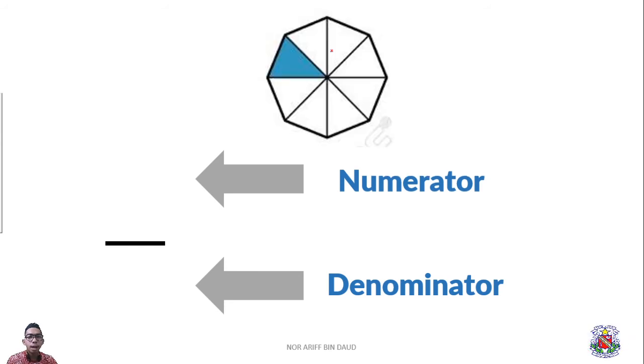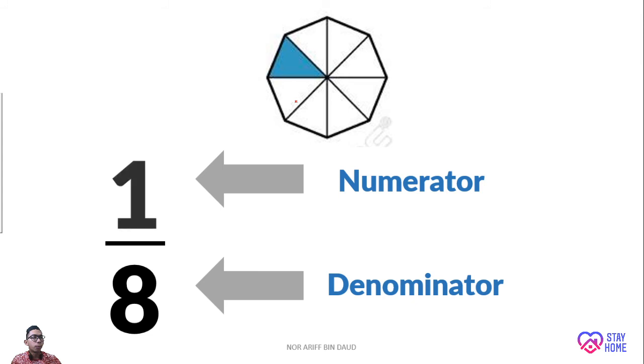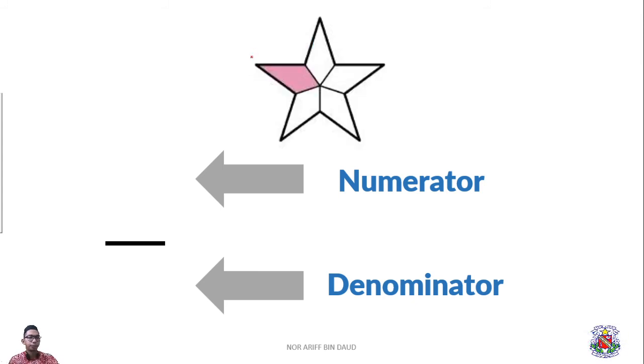The next one, we have a denominator and a numerator. The denominator is the total of parts: 1, 2, 3, 4, 5, 6, 7, 8. So the denominator will be 8. And the numerator will be 1, because we already have one shaded area here.